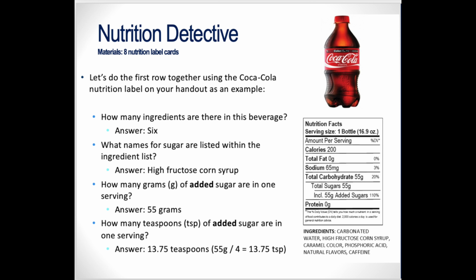So how many teaspoons of added sugar are in one serving? When we convert teaspoons from grams, we're going to divide by 4. So 55 grams of sugar divided by 4 is going to tell us how many teaspoons that is. And the answer is 13.75 teaspoons. So this is a lot of sugar, and I'm going to show you a little bit later exactly how much sugar is in a bottle of Coke. But let's get going on your own nutrition facts label now.